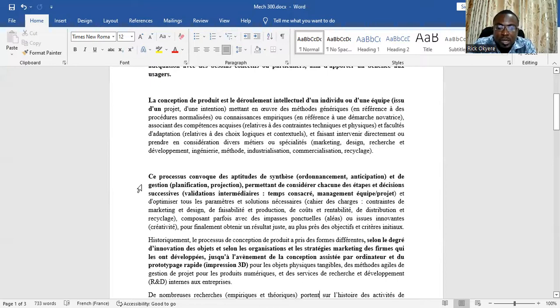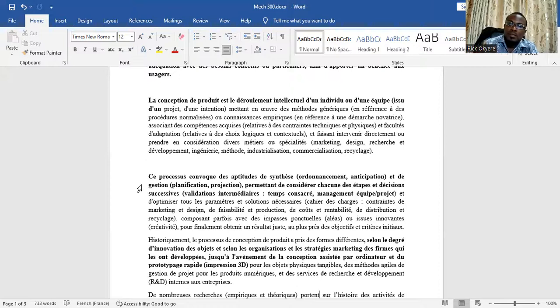That's the gestion involves planification et projection. Okay, so conceiving a product is a synthesis of anticipation and management. Okay, product management, product planification, and product projection, permettant de considérer chacune des étapes et décisions successives.